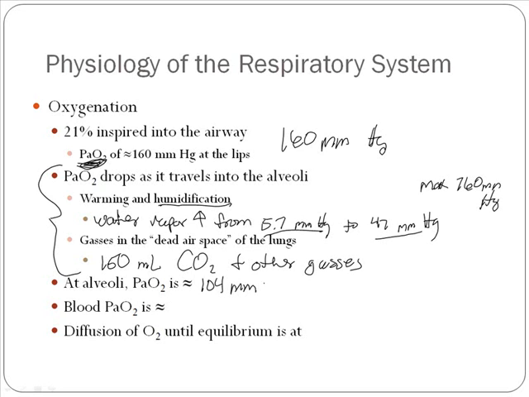104 millimeters of mercury. Whenever the blood comes by this alveoli, the blood PaO2 coming into the lungs is actually at 40 millimeters of mercury. What will happen here is as the blood passes the alveolar sac, the blood PaO2 will change from 40, it will actually increase to about 104 millimeters of mercury, and it will continue to diffuse until an equilibrium is met.